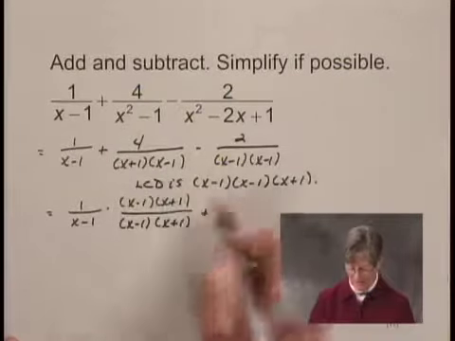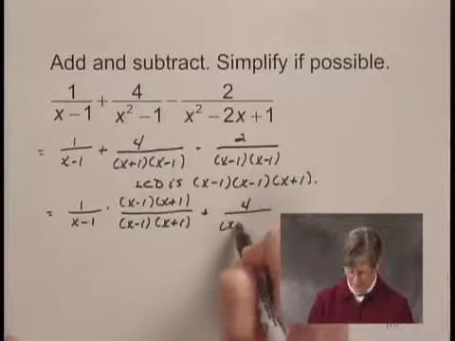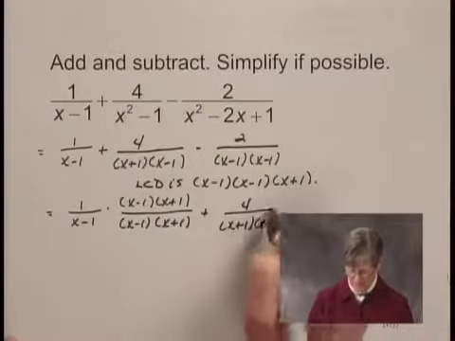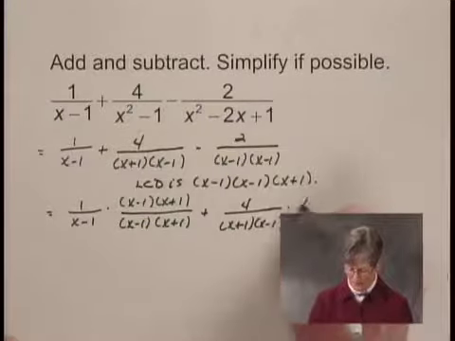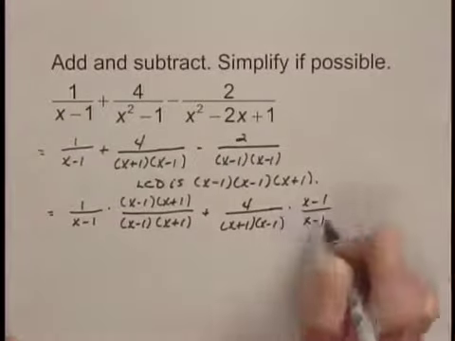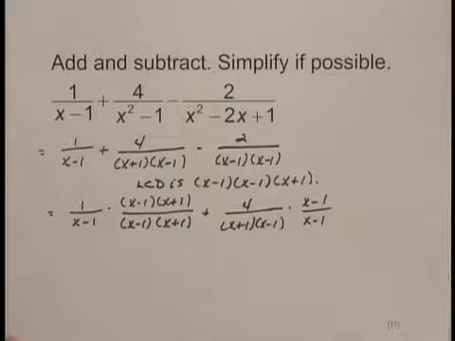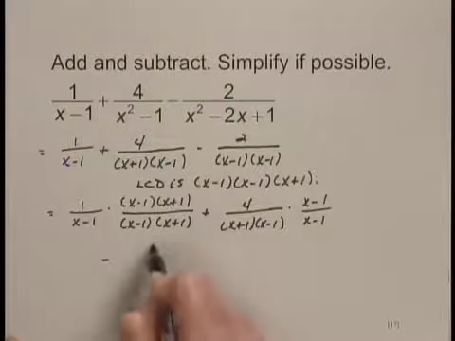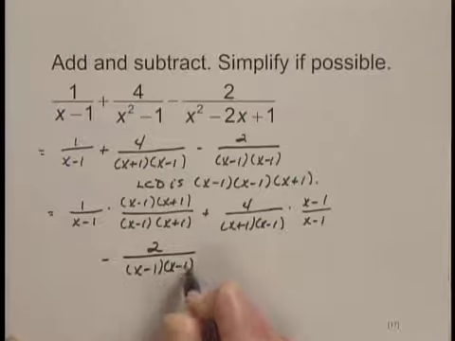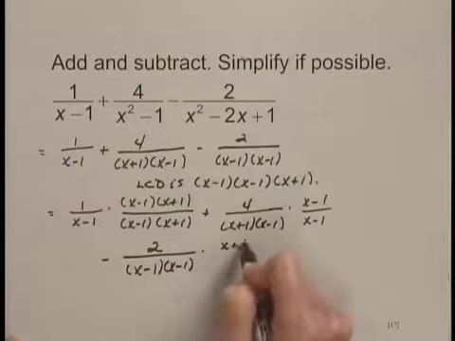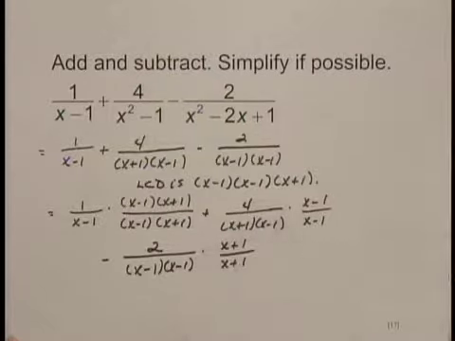The second expression, 4 over x plus 1 times x minus 1, lacks one of the factors of x minus 1. So we'll multiply by x minus 1 over x minus 1. And finally, we have the third expression. And this denominator lacks the factor of x plus 1. So we'll multiply by x plus 1 over x plus 1.